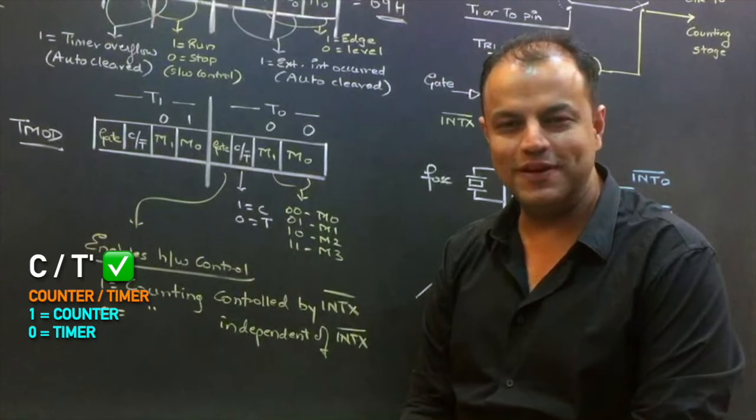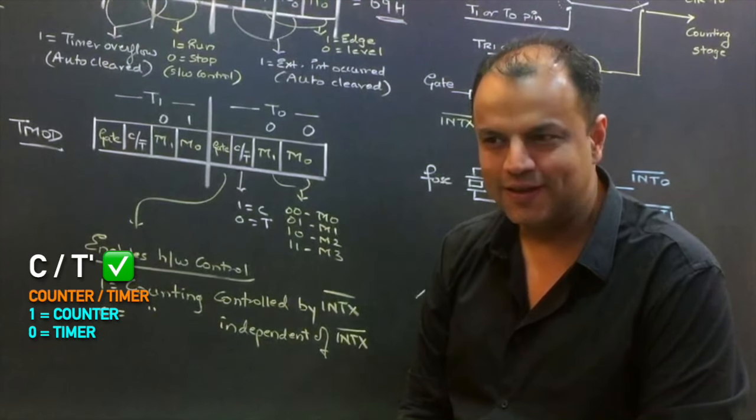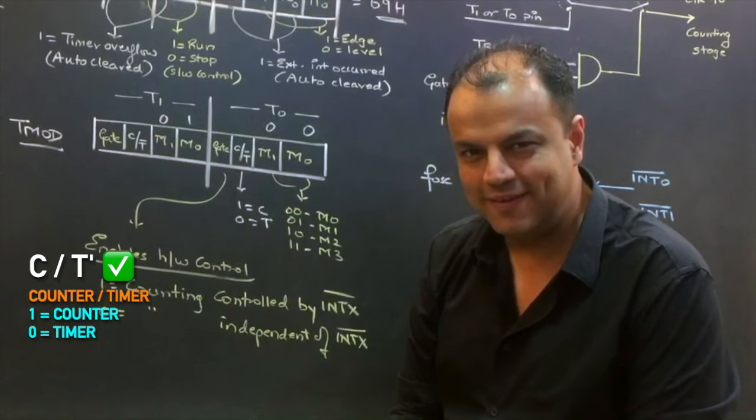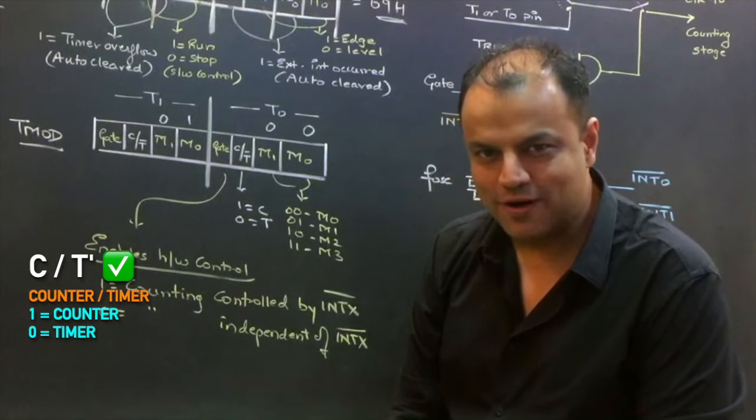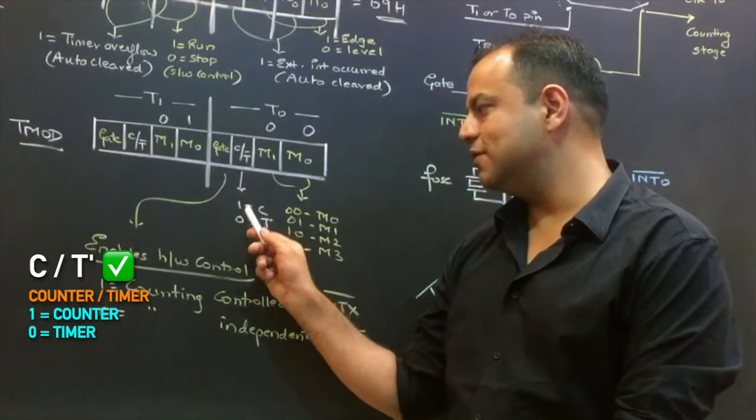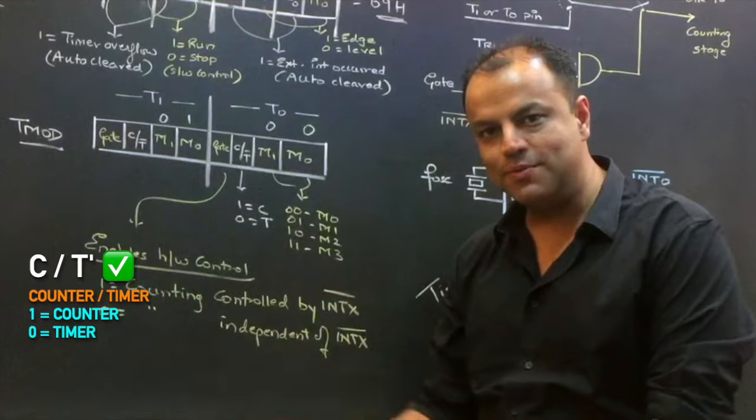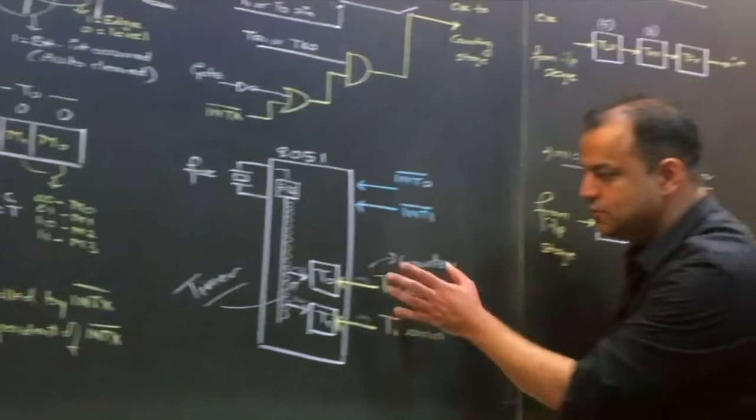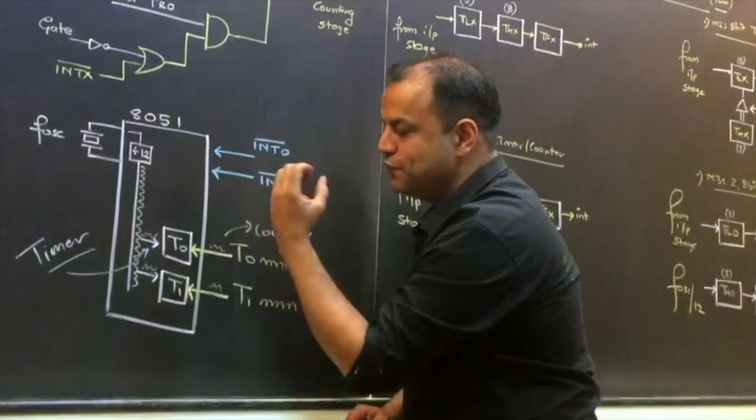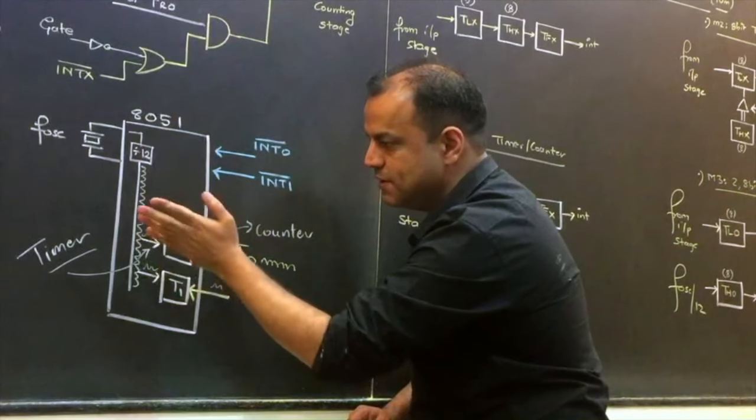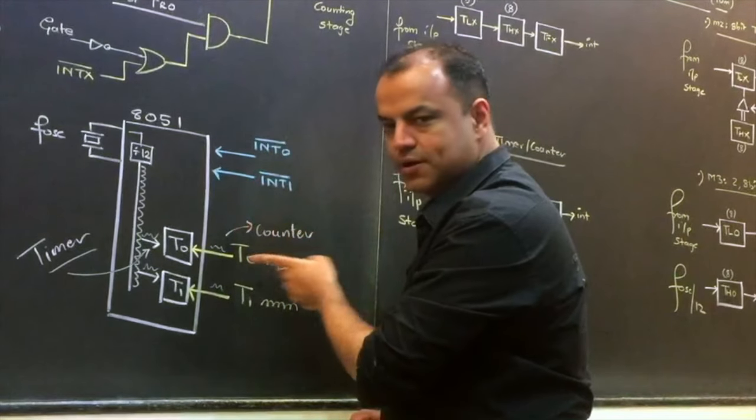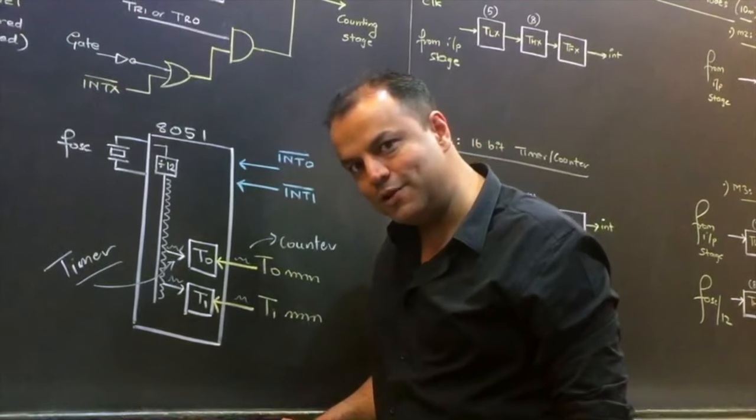Next, C/T bar. I'm sure you would have realized what it does. This bit can either be C or T. C for counter, T for timer. If you keep this bit 1, it is a counter. If you keep this bit 0, it is a timer. So you are deciding whether you want to use it as a counter or as a timer. If the bit is 0, it is a timer, which means it will use the internal clock. If the bit is 1, it's a counter, and it will use an external clock. Please tell me, did you understand?